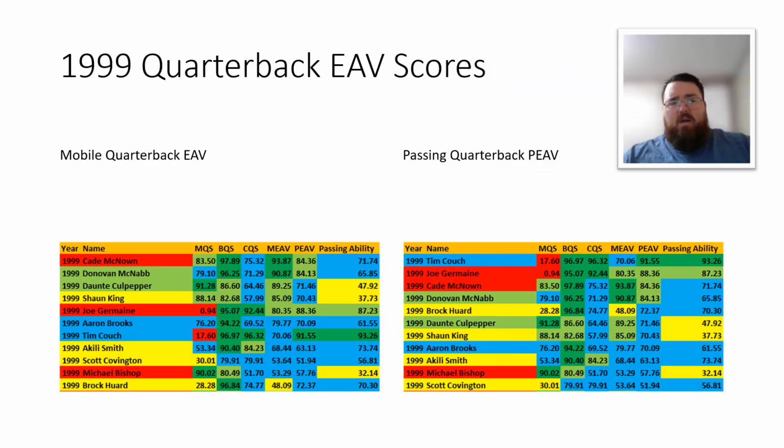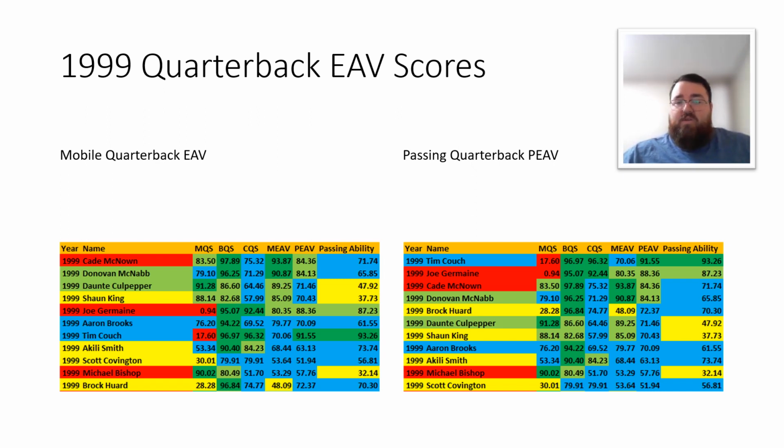Cade McNown was the top MEAV passer, but McNabb and Culpepper carried torches that led to what we see today. So when you look at the mobile quarterback score, Cade McNown was the top quarterback as a mobile quarterback. But when you look at Donovan McNabb and Culpepper, they were right below him. So the general ballpark was right in terms of McNabb and Culpepper being the best sort of mobile quarterbacks at the next level. When you look at the PAV, most of these guys didn't really turn out that well.